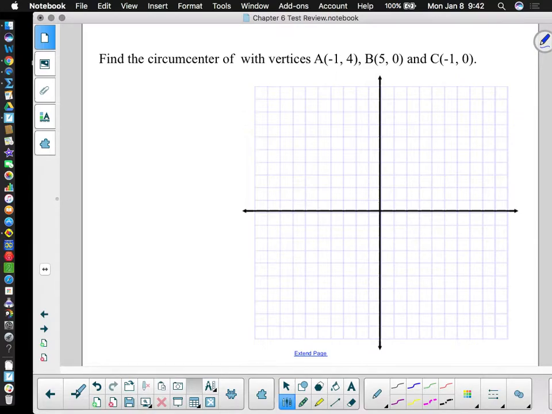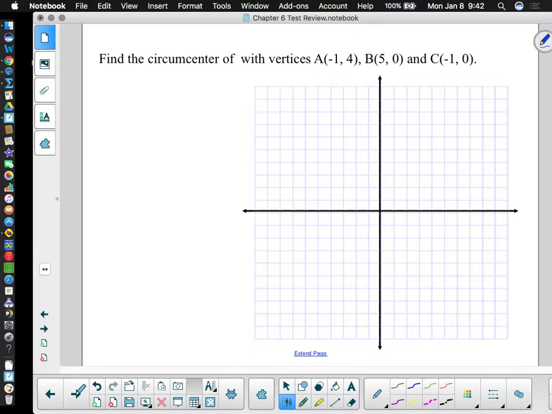Nope. Sorry, that's the centroid. Angle bisectors is the incenter. Perpendicular bisectors. Okay? It's the perpendicular bisectors, and that's something from the first half of the chapter. We talked about this. We reviewed this on Friday, as well as a couple times last week. We draw the circle, you know.